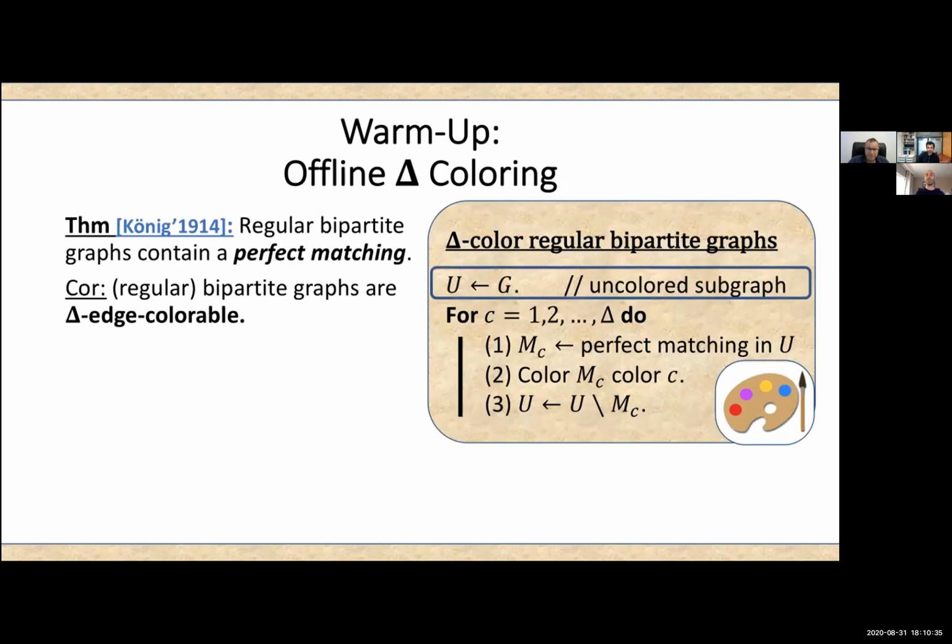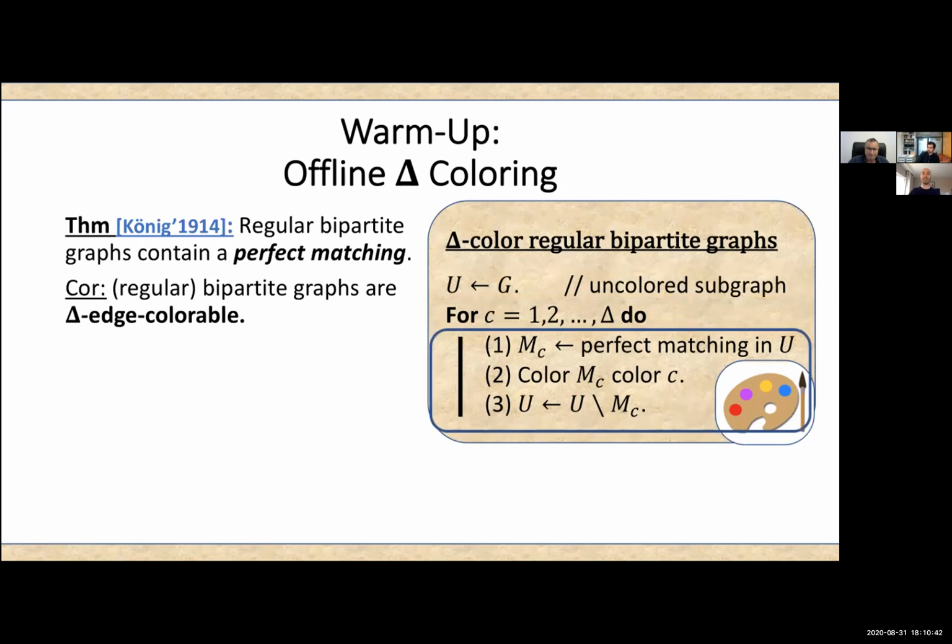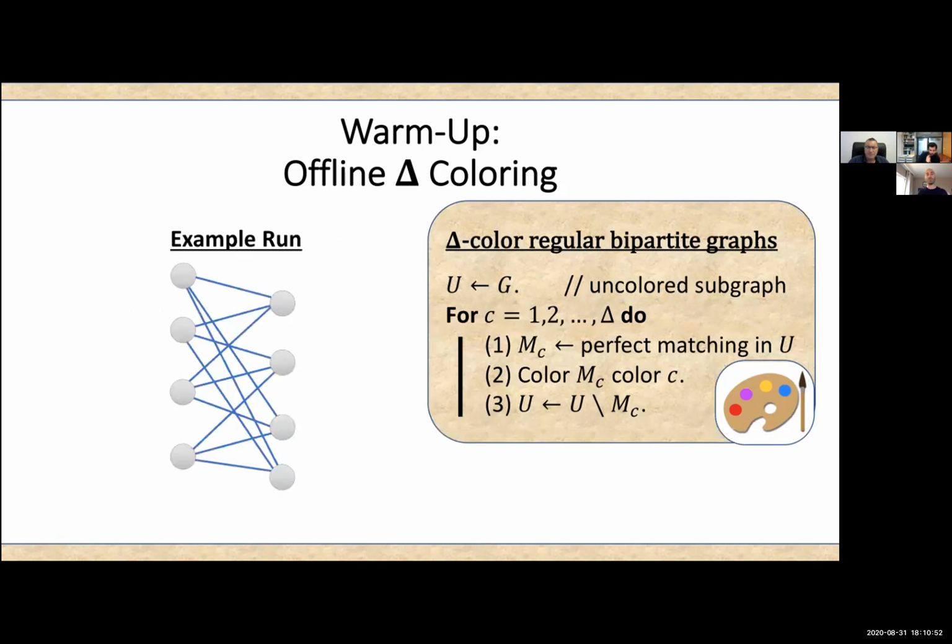We initialize an uncolored graph. Initially, it's the entire graph. We haven't colored anything yet. And then for delta iterations, we compute a perfect matching in the uncolored graph, color it with a new color, and remove it from the graph. Rinse and repeat. Okay, so pictorially, this looks something like this. Here's our 3 regular graph. We compute a perfect matching, color it red, remove it, pick a perfect matching, color it green, remove it, so on and so forth. And after delta iterations, every node has lost 1 edge in each iteration, so we're left with no more edges. And so this gives us a delta edge coloring of our bipartite graph.